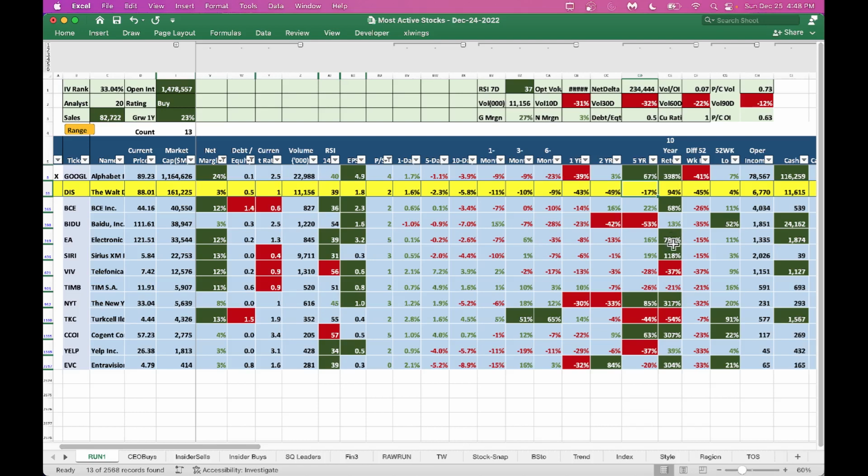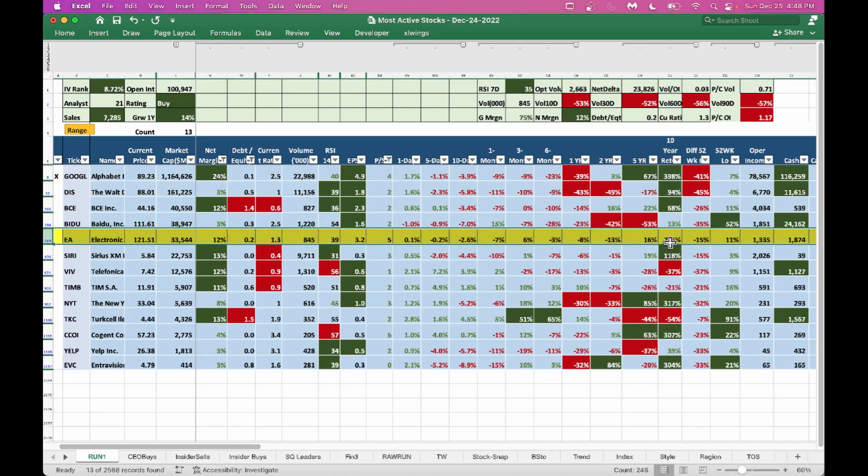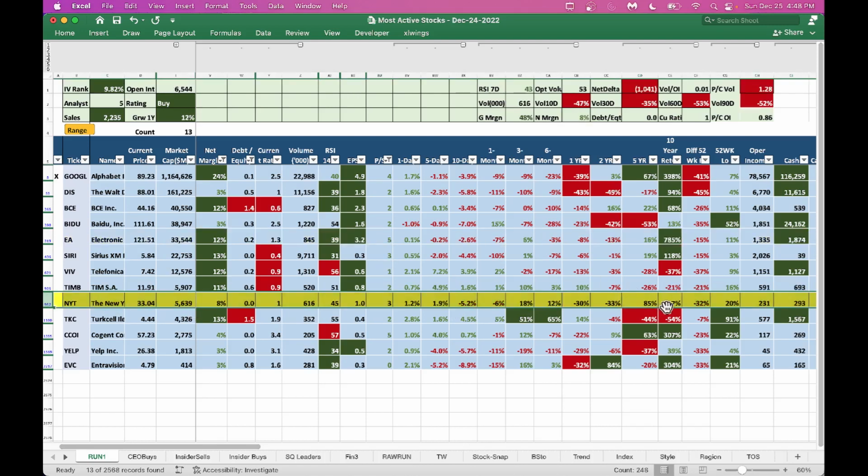And look, I love this EA here, Electronic Arts. It's struggling of late. Look at that performance of Electronic Arts. Done great in 10 years, done great, okay, in 5 years. But look, of late performance is not great here. I would look at a little more steady Eddie type names here. Got Sirius. And we got one more here, we got NYT, New York Times. Looks like performance is pretty okay here.